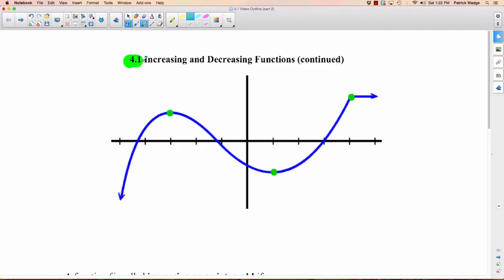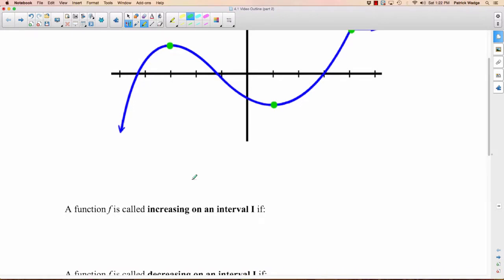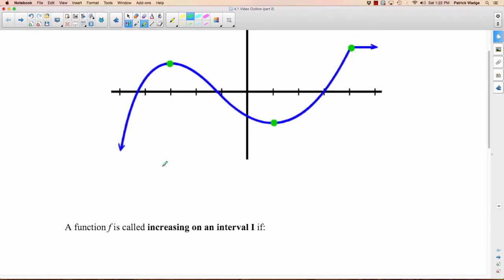Continue on with section 4.1 on increasing and decreasing functions. Today we're actually going to get to the increasing and decreasing functions part. Last day was just kind of intro stuff. Let's head down here. We're going to look at functions, as we almost always do in high school math.